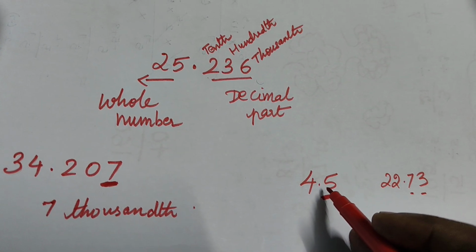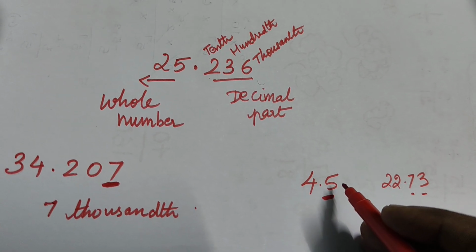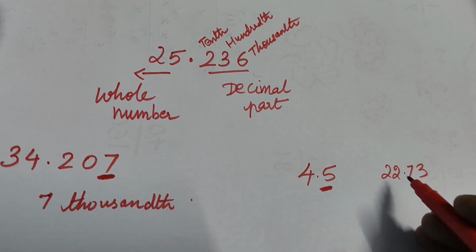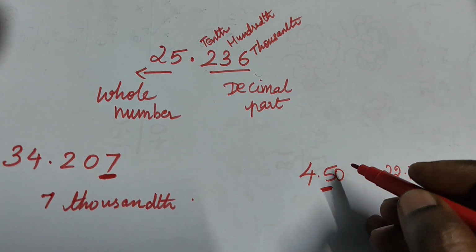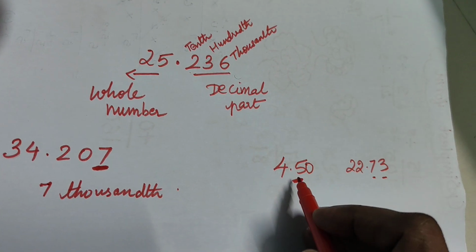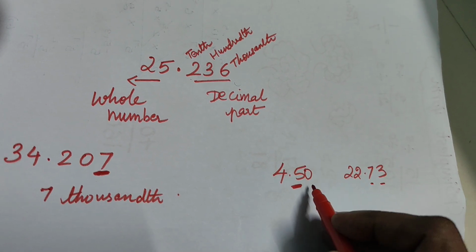So now 4.5 and 22.73 are not like decimals. How to make them like decimals? Simply you can add a 0 here. When I add a 0 here, the number of decimal places is 2, here also 2. So these two are like decimals.